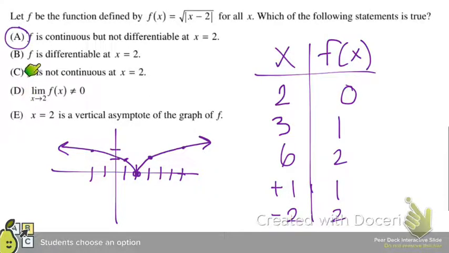Let's go through the rest to make sure. B says f is differentiable. Nope, because there's a cusp. C says f is not continuous. Also not true. We just said that it is continuous. There are no undefined values here. D says the limit as x approaches 2 does not equal 0. That's false. The limit does equal 0. Both sides go into 0. E says x equals 2 is a vertical asymptote of the graph. Also false. This is not a vertical asymptote. They both come in to be 0 on both sides. So the only one that was true was A.